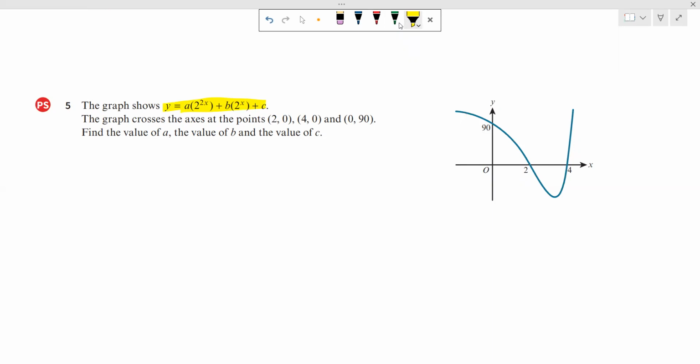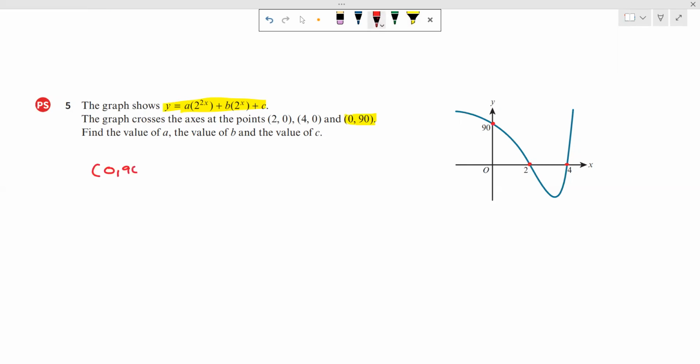So this is very simple over here. It has already been given where it is intersecting. This is (0, 90), this is (2, 0) and this is (4, 0). So you have to substitute over here, and you will be getting the values. First, I am substituting this (0, 90).